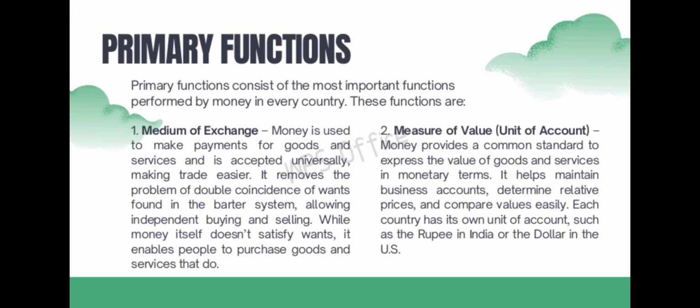Second is measure of value or unit of account. This means that money serves as a common standard to measure and compare the value of different goods and services. For example, if a shirt costs 500 pesos and the shoes cost 1,000 pesos, you can easily tell that the shoes are worth twice as much as the shirt. This function makes it easier for people and businesses to record transactions, set prices, and keep accounts. Each country has its own unit of money, such as the peso in the Philippines, dollar in the US.